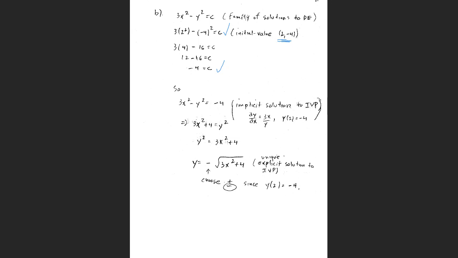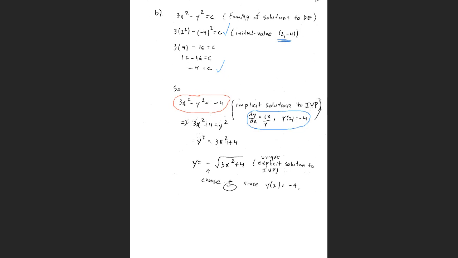And so in this case, C turns out equals -4. And so the implicit solution to the initial value problem, dy dx equals 3x over y, with initial condition y of 2 equals -4, this is your implicit solution.